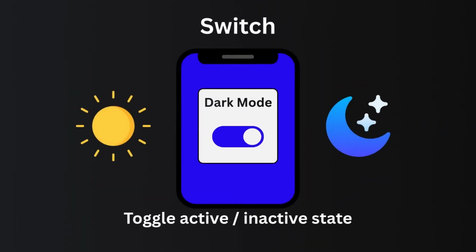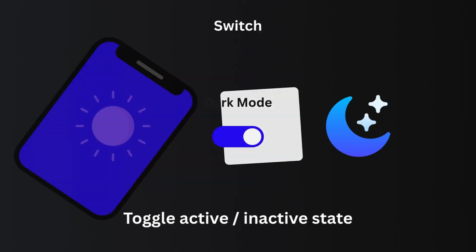Switch works very similarly to checkbox. It toggles between on and off state, but visually it represents features like dark mode, notifications, or settings toggles. This also relies on a boolean state and the UI updates automatically whenever the user flips the switch.